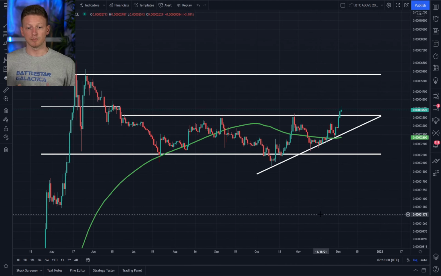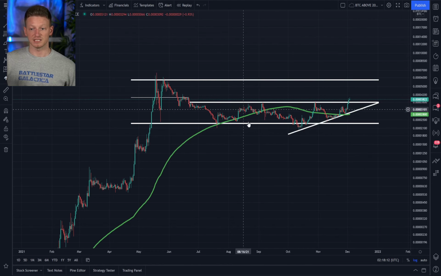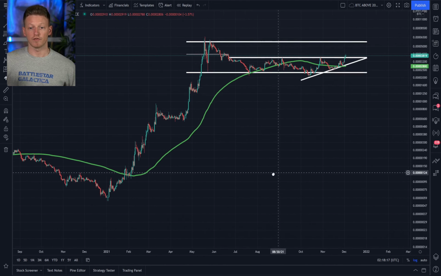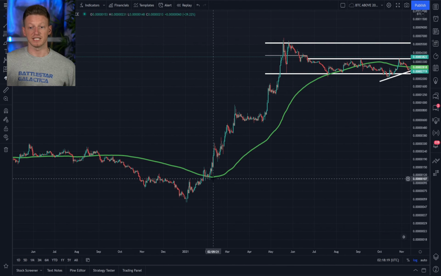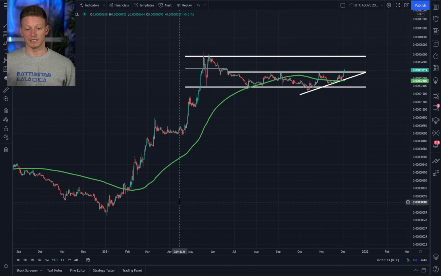Now, the reason this is important is because when you break above a particular resistance level, and if you can hold it as support, that is how you can start forming a new paradigm shift in the market cap. So just think about this rationally.